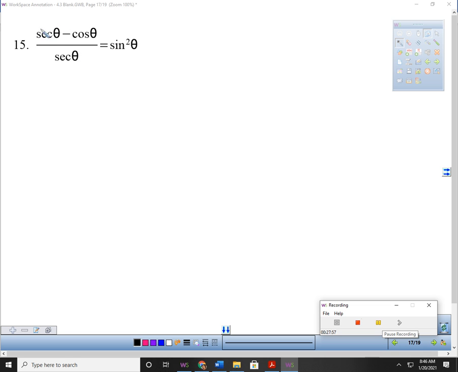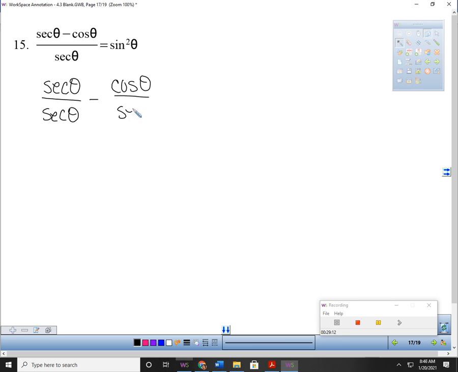Here's the thing. I know that if I have 2 terms on top and 1 term on bottom, that just means this term divided by this and this term divided by this. So I'm going to split this off into 2 separate things. Secant theta divided by secant theta, and then you've got that minus sign, and then the cosine divided by secant. What is anything divided by itself? So this is a 1.